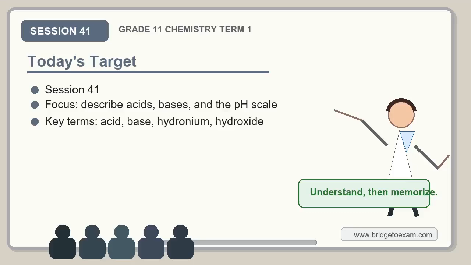Welcome, class. Today our session title is Week 11, Session 41, Acids, Bases, and pH. We will move slowly and make the chemistry understandable. Your goal is to describe acids, bases, and the pH scale. Listen for these key terms: acid, base, hydronium, hydroxide, pH.